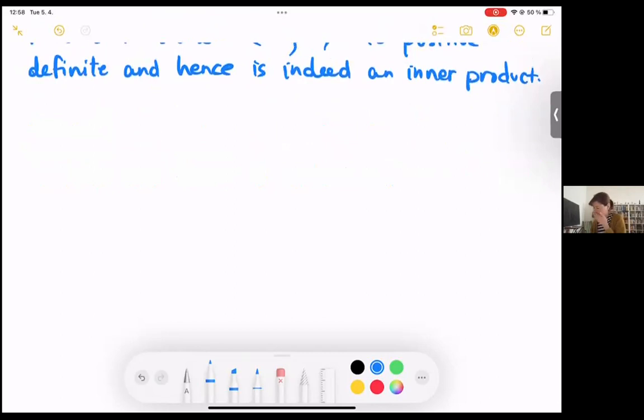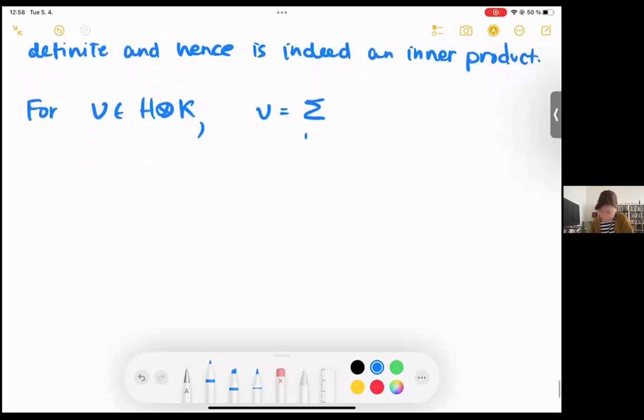Okay, so in the 2 minutes remaining, I'll probably do that and then I better end. So let's take some nu in H tensor K. Then it's in the vector space tensor product, so we can write it as a finite sum of some psi j's tensor eta j, where psi j is in H, eta j is in K.